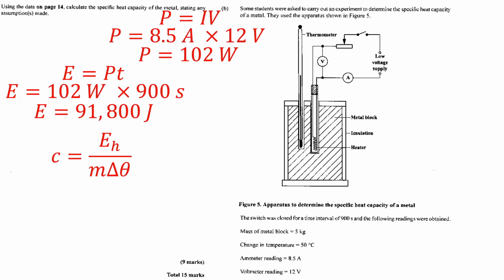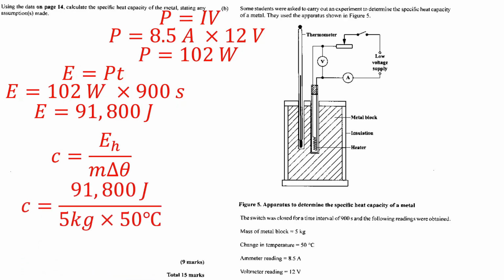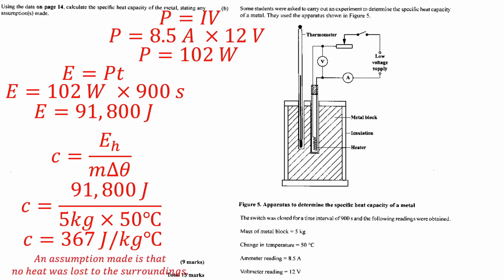So the energy calculated is 91,800 joules. The mass is stated as 5 kilograms and the change in temperature is stated as 50 degrees Celsius. Performing this calculation with our calculators, we get that the specific heat capacity of the metal is 367 joules per kilogram degrees Celsius. What assumption did we make in this problem? Well, an assumption was made that no heat was lost to the surroundings.